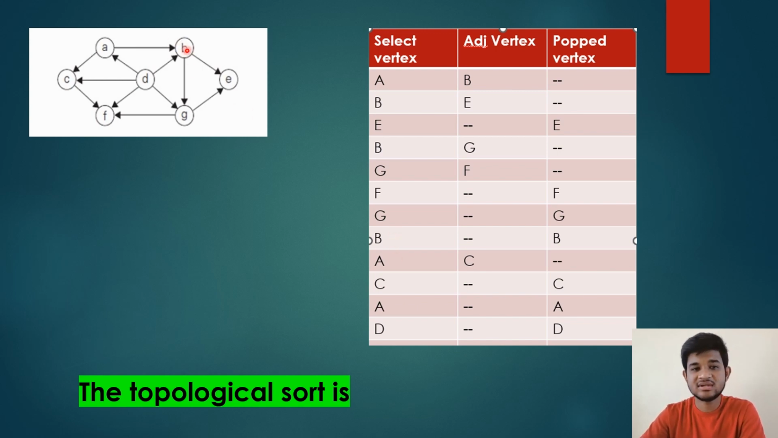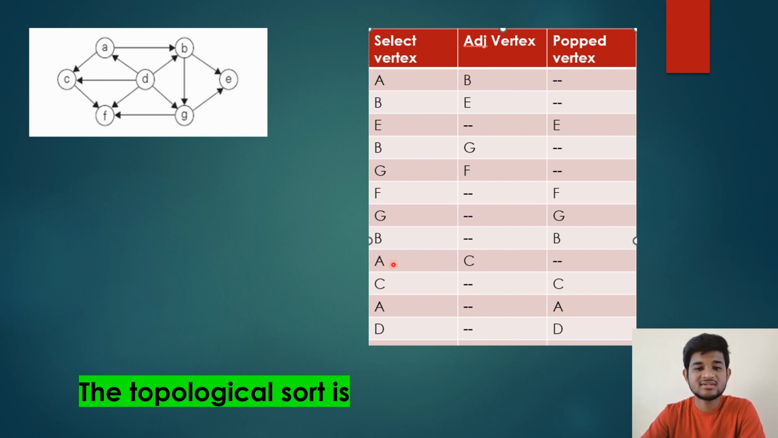For B, the adjacent vertices are G and E, and G and E are already popped out. Therefore, pop out B because there is no out degree, and write it in the popped vertex column. Now B is popped, G is popped, F is popped, G is popped, B is popped, E is popped, and again B is popped. The remaining is A.